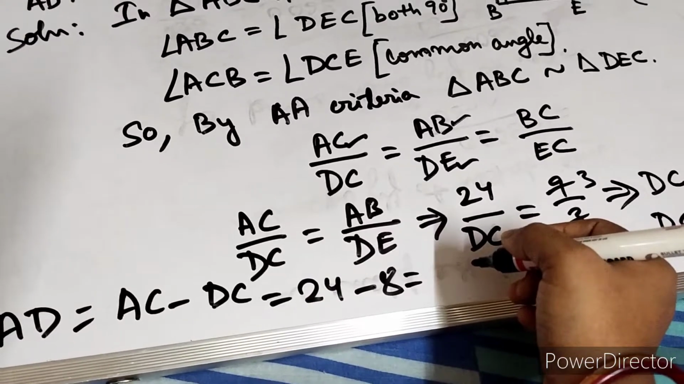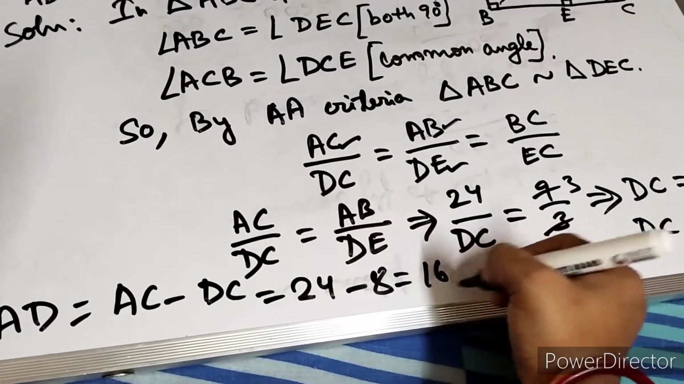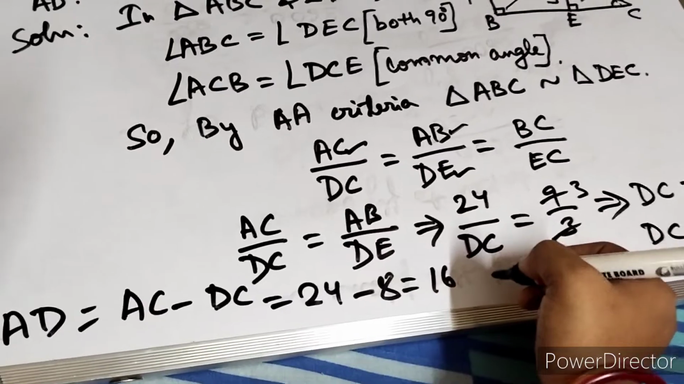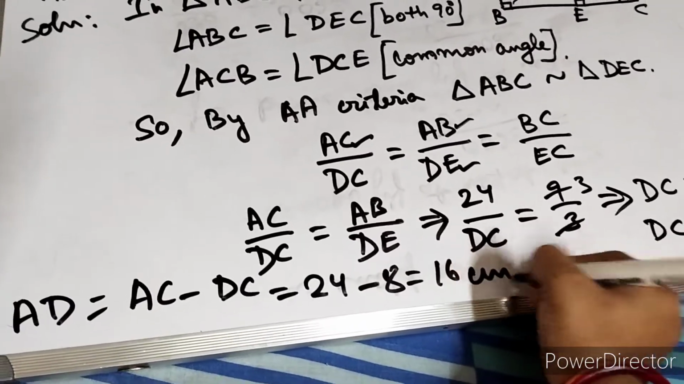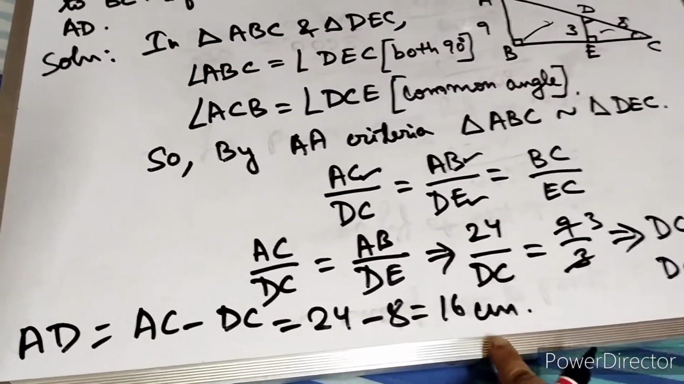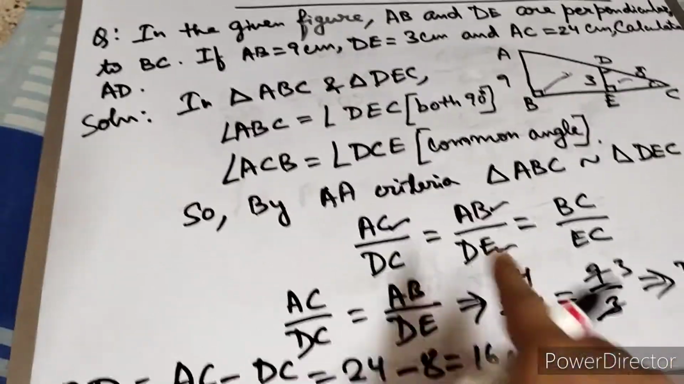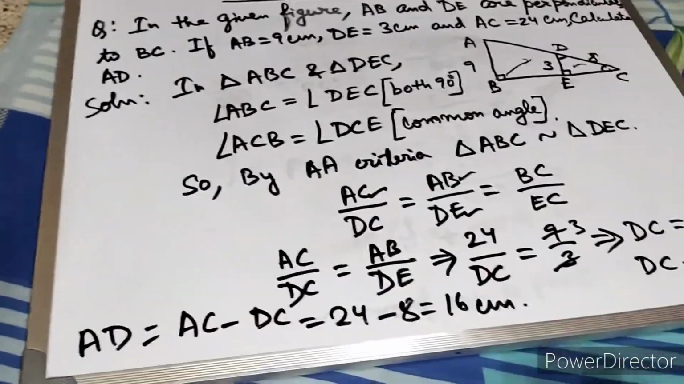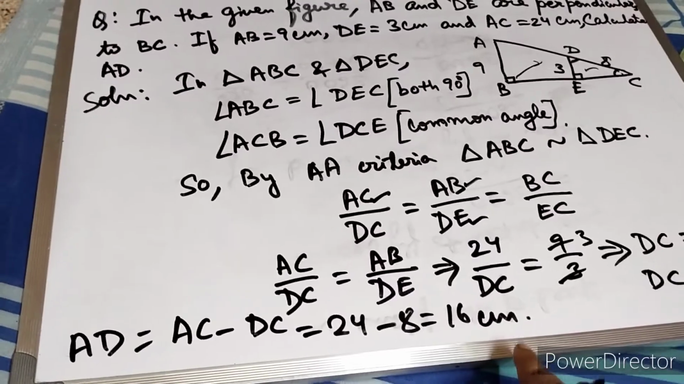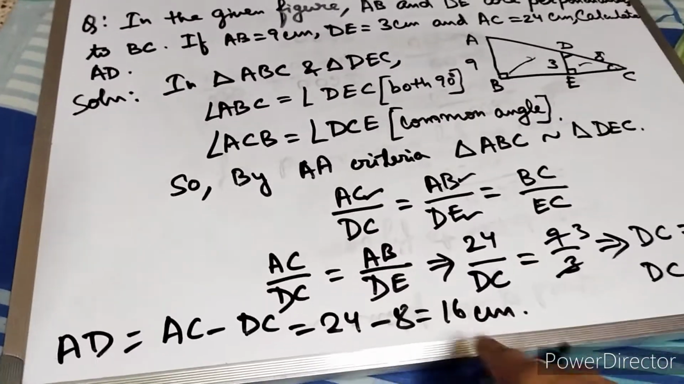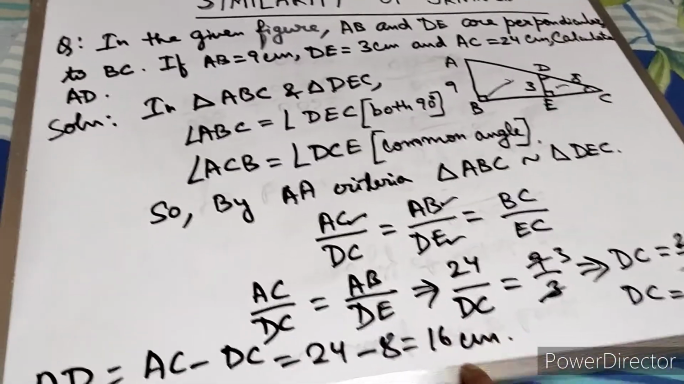So DC, AD will be coming as 16. 24 minus 8 is 16 centimeter. Don't forget to give the unit centimeter, because all the units are given in centimeter. You have to write it, otherwise you can lose 1 mark. Okay, so AD is 16 centimeter.